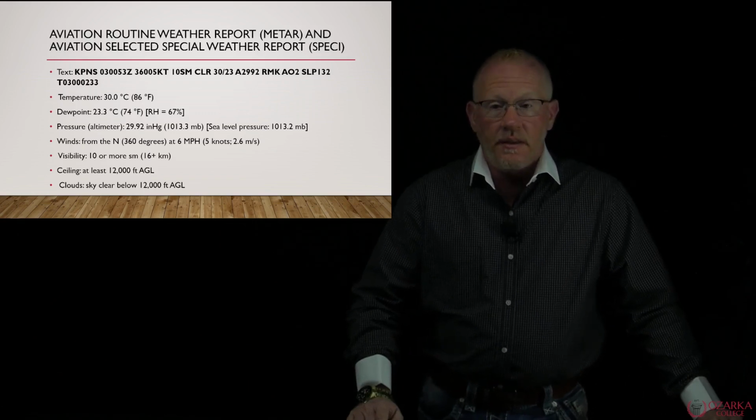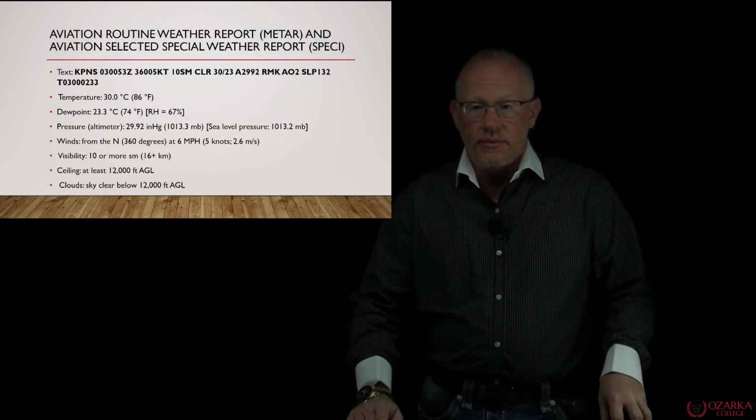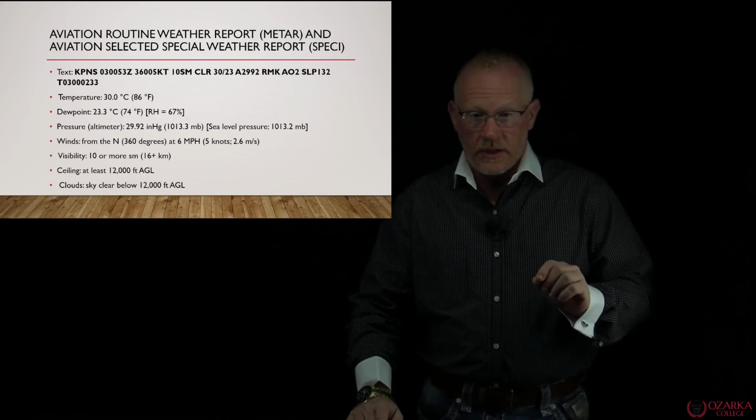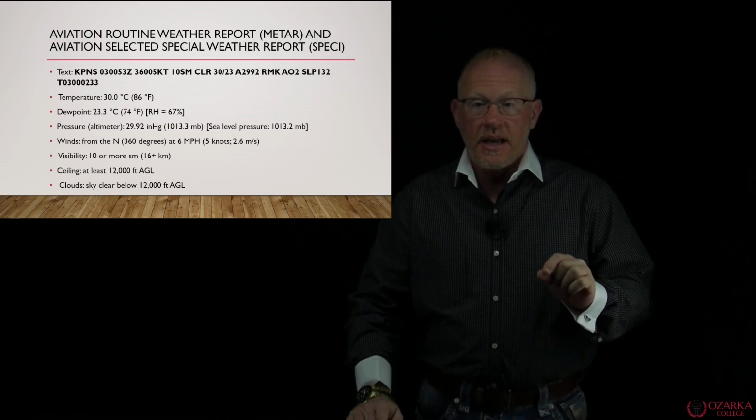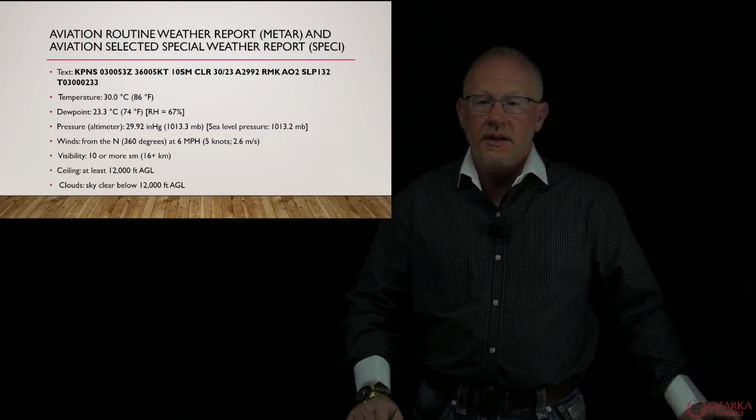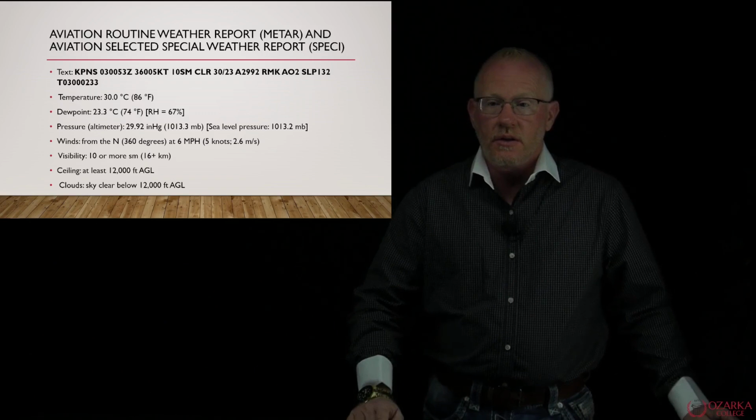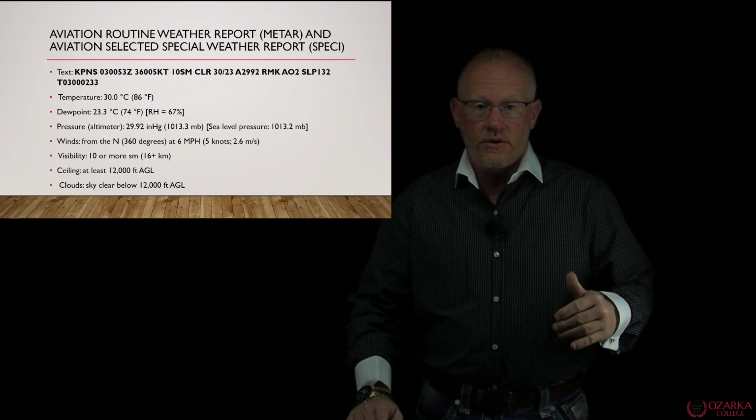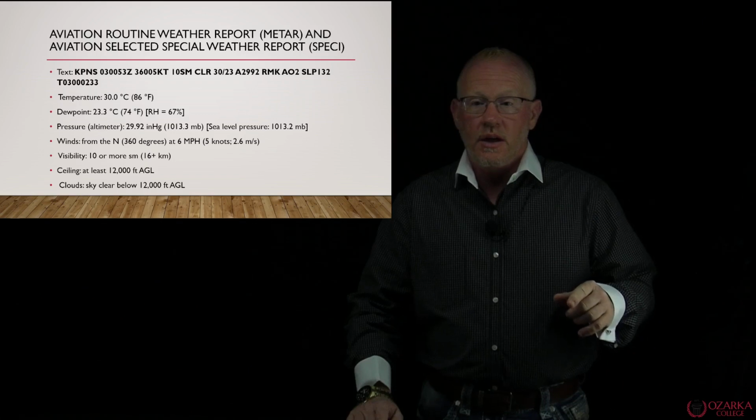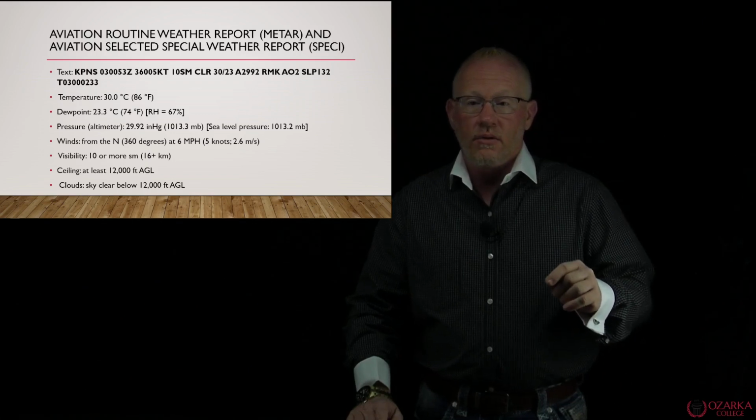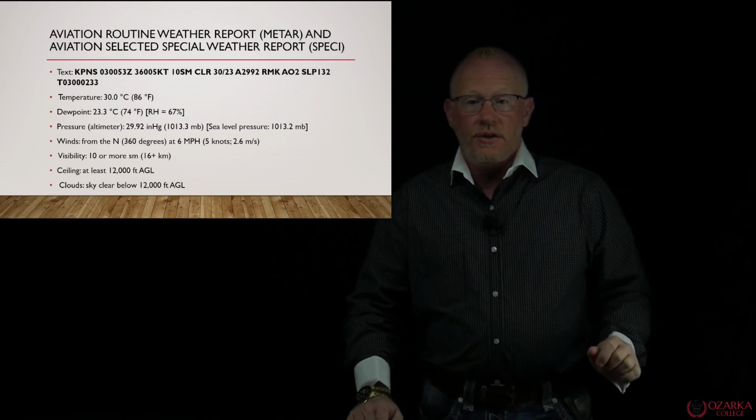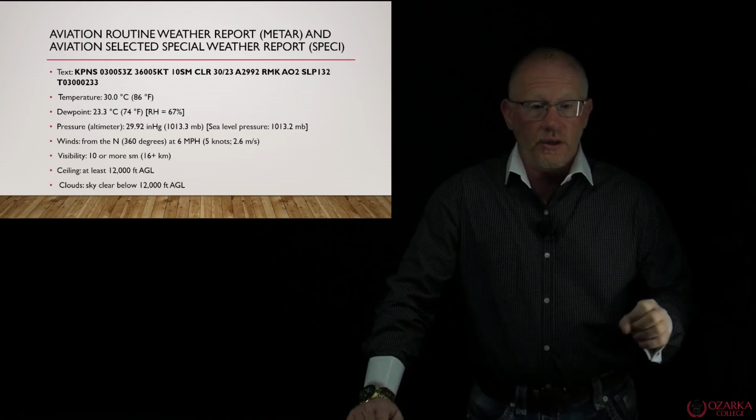Now, that T03000233, that is the actual temperature that the station is reading. And how you read this is the T stands for temperature. Now the 0 means that it's positive, below 100. And then you see 30. So the actual temperature is 30.0, 30 degrees Celsius. Now the dew point, you have a 0 before the 233.